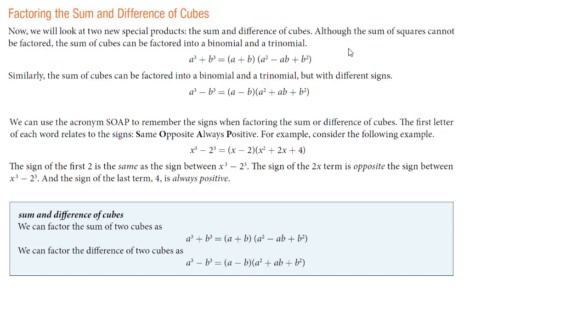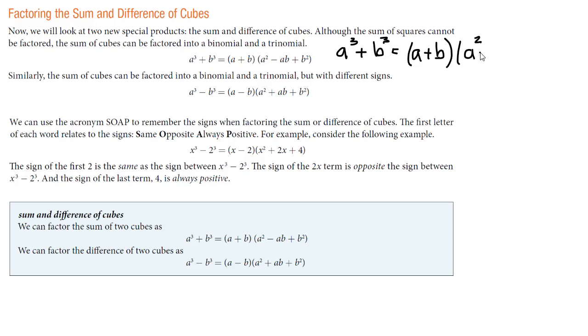Finally, we'll consider factoring the sum and difference of cubes, and we'll consider two new special products. In the first one, we have a cubed plus b cubed, and this will factor, you'll always have a plus as the first binomial factor because it's a cubed plus b cubed, and then it will be followed by a negative.